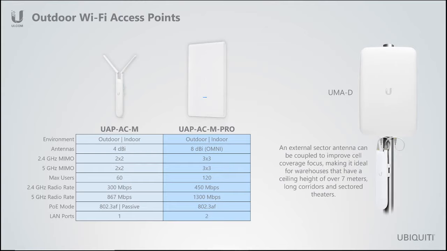Right now, we're only talking about our UniFi access points. So these are outdoor access points and not point-to-point devices. We have a separate range, AirMax, which has point-to-point devices.